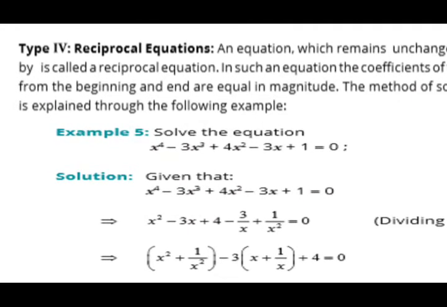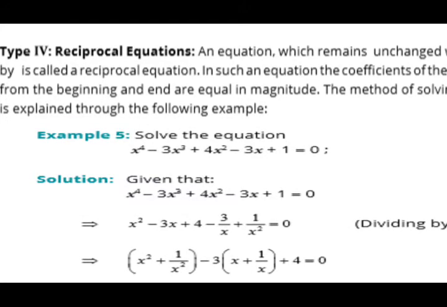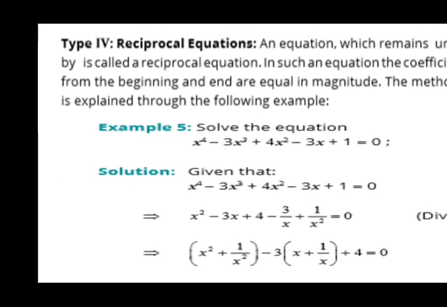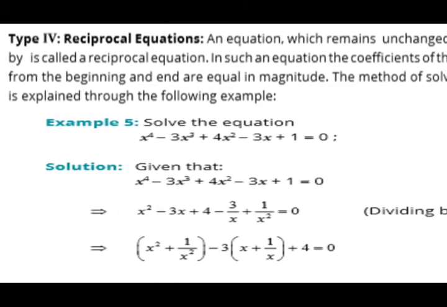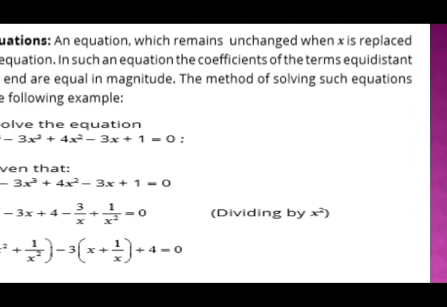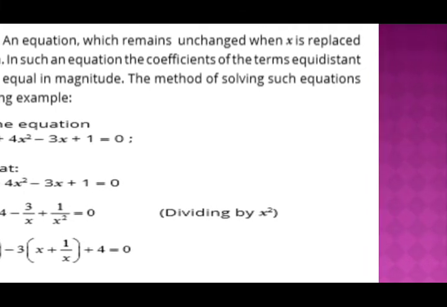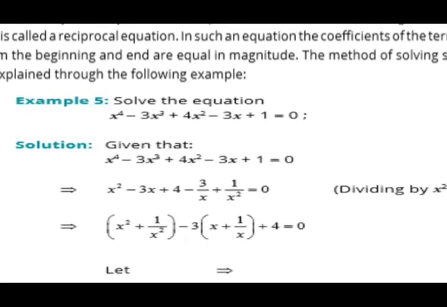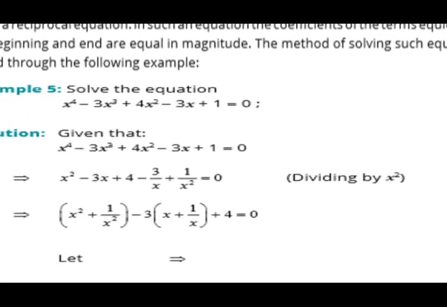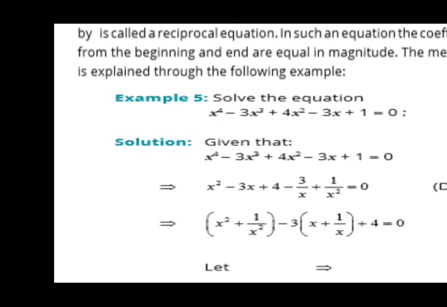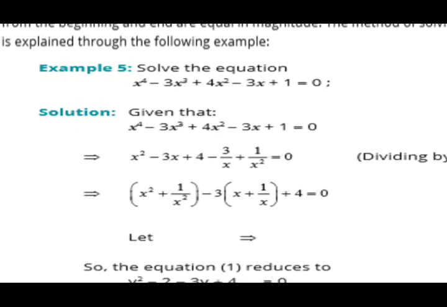Now this is the fourth type, reciprocal equation. An equation which remains unchanged when x is replaced by 1/x is called a reciprocal equation. In such an equation, the coefficients of the terms equidistant from the beginning and end are equal in magnitude. The method of solving such equations is explained through the example.